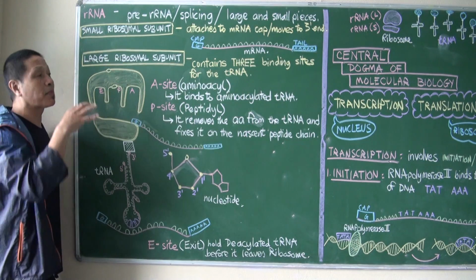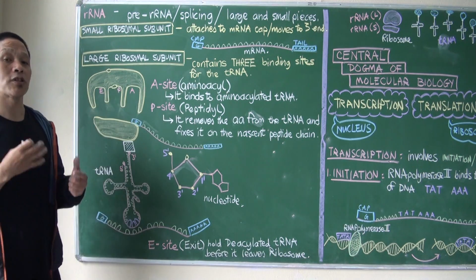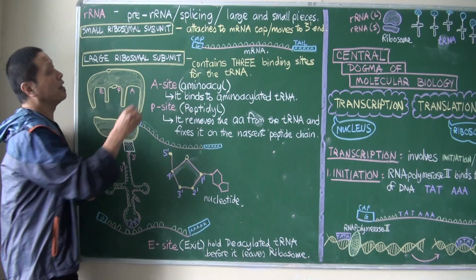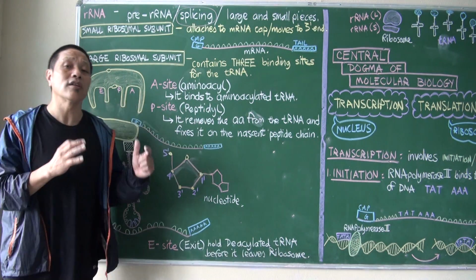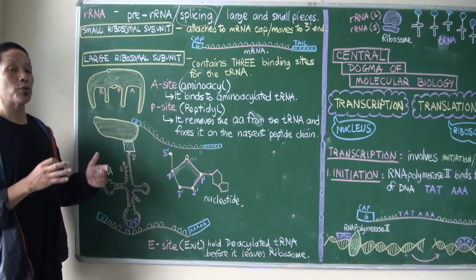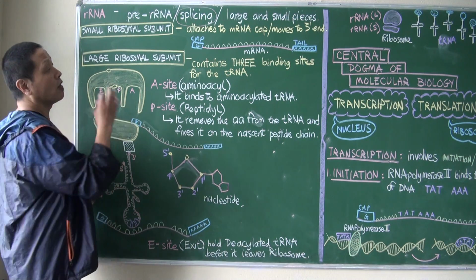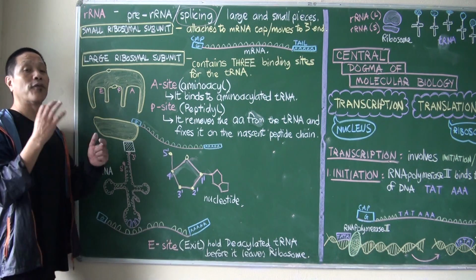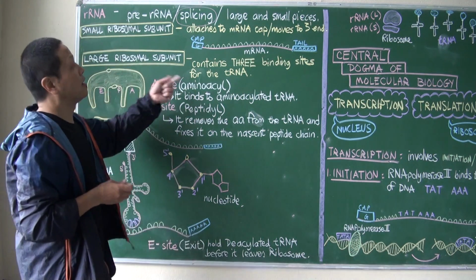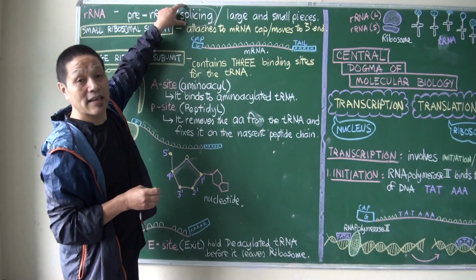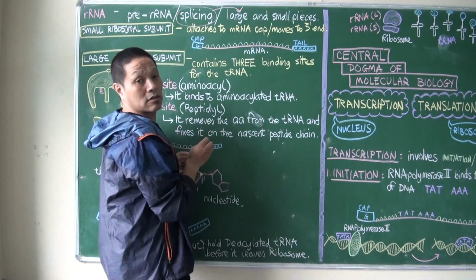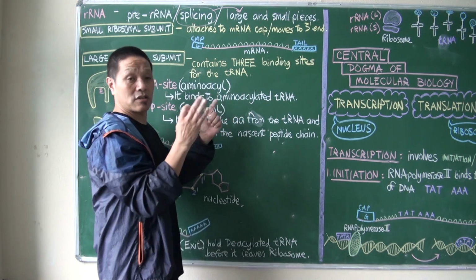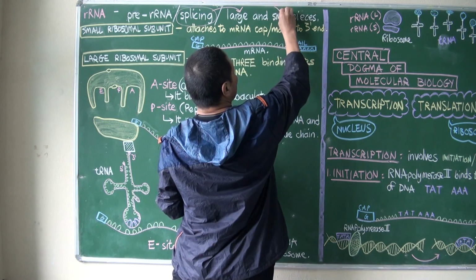It needs to be spliced, or it needs to undergo splicing. What is splicing? It is the removal of the introns, all the non-coded regions, or regions which do not contain codes for protein synthesis or the formation of RNA in this case. And when it is spliced, it forms one large piece and another small piece.